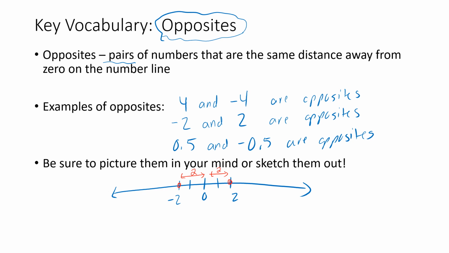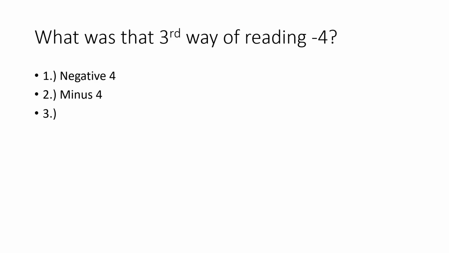And you want to avoid saying the word opposite when you might mean something else. So while in our regular everyday life, we use the word opposite to mean a whole lot of things, in math, opposite means something very specific. It means pairs of numbers that are the same distance away from 0 on the number line.